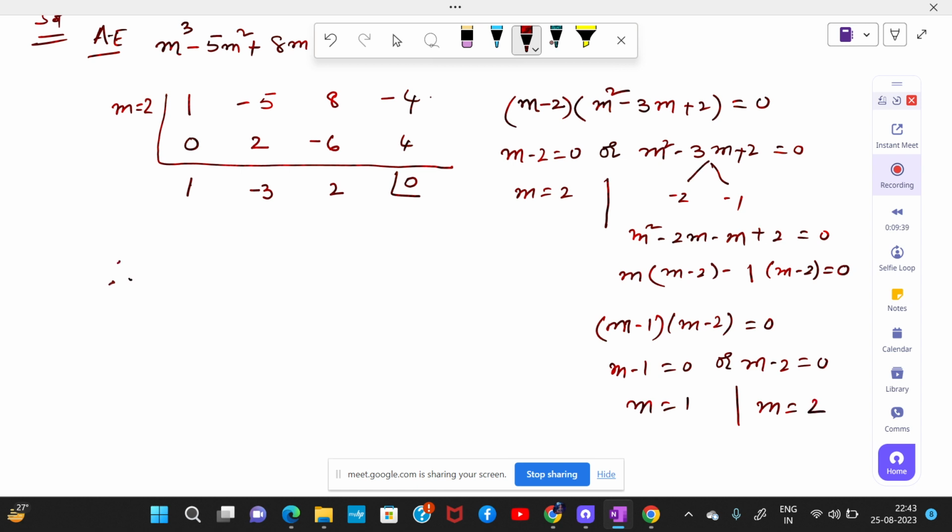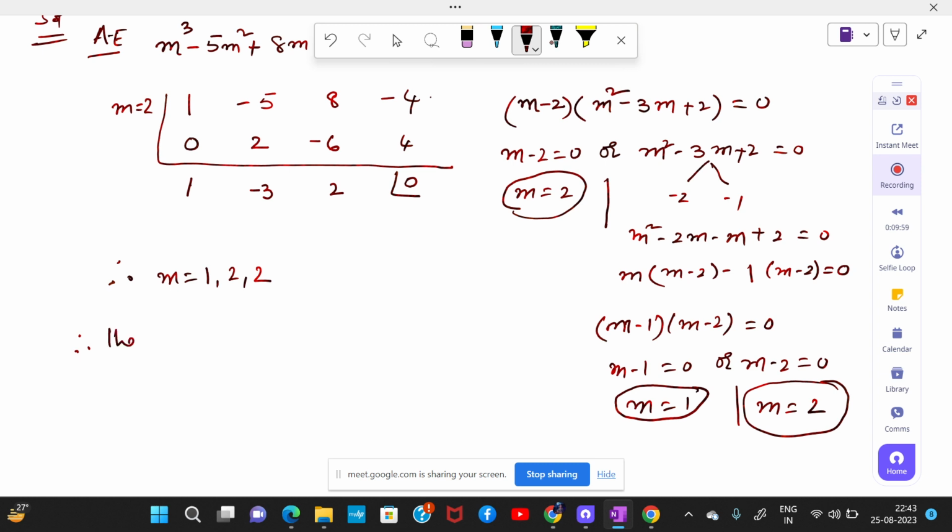Therefore, what are the roots you're getting? This is one root. This is one more root. And this is one more. So write it in the sequence: your m is equal to 1, 1, 2, 2. One root is real, another root is repeating twice.